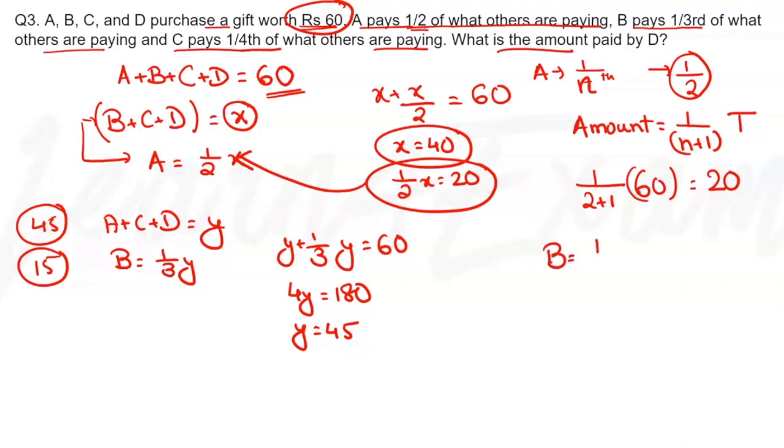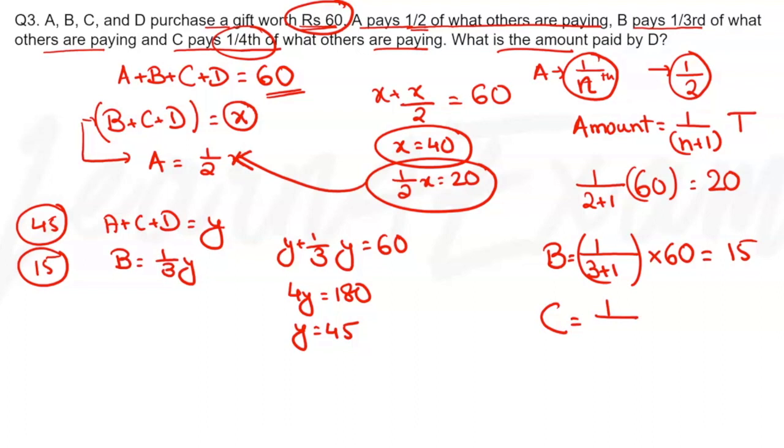So the amount B pays is 1 by 3 plus 1, whatever I have 1 by nth, increase n by 1, multiplied by the total cost of the gift, that is 15. What C is paying is 1/4, right? So the amount that C pays is 1 by 4 plus 1 into 60, which is equal to 12. So together they pay a total of 20 plus 15, 35 plus 12, 47. So the remaining amount of 13 rupees is paid by D.